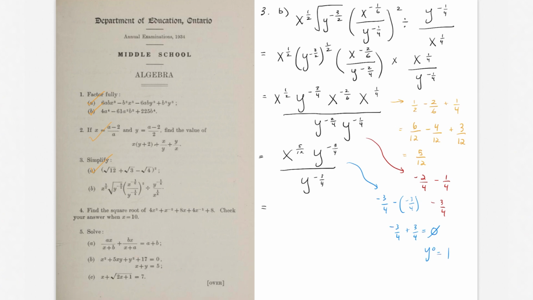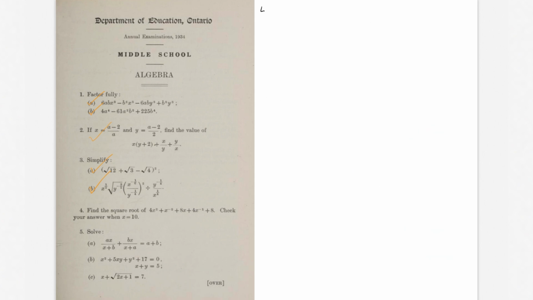And again, you can tell me in the comments if I made any little mistakes, but I got my final answer all the way down to just x to the power of 5 over 12. So I felt pretty good about my answer and I gave myself a check mark. Now let's look at question number 4.